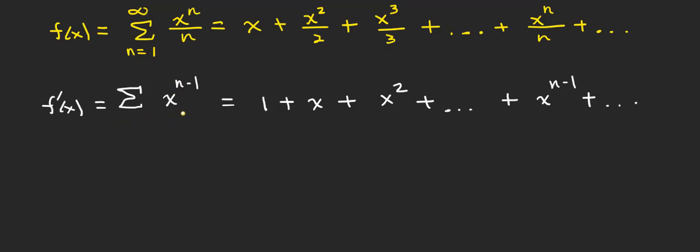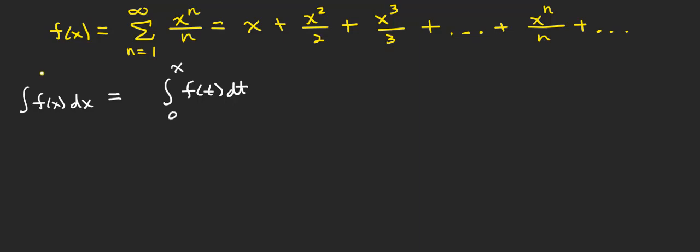Now, where do we start from? How can we get 1? When n equals 1, when you plug it in, 1 minus 1 is 0, and x to the 0 is 1. And this one goes to infinity. What about when n equals 2? Well, that's just x. When n equals 3, it's x squared. So this is good. It works out. So the derivative of f of x will be this right here. And this is the power series of f prime of x.